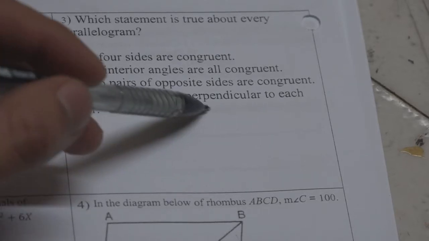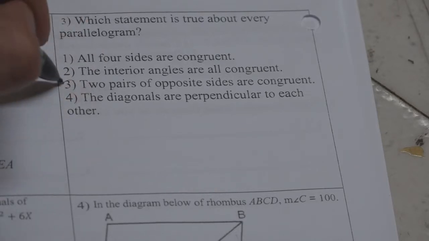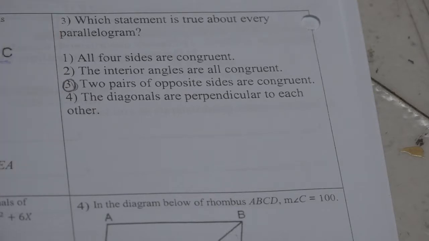But hey, let's go to number 4. The diagonals are perpendicular. No. The only ones that have perpendicular diagonals, I think, are the rhombus and the kite. Oh wait, not the rhombus. Sorry, the square and the kite. All right. So the answer is number 3.